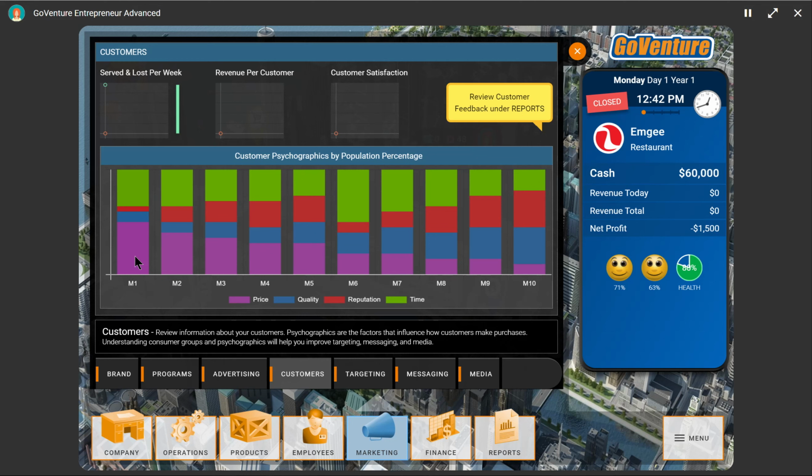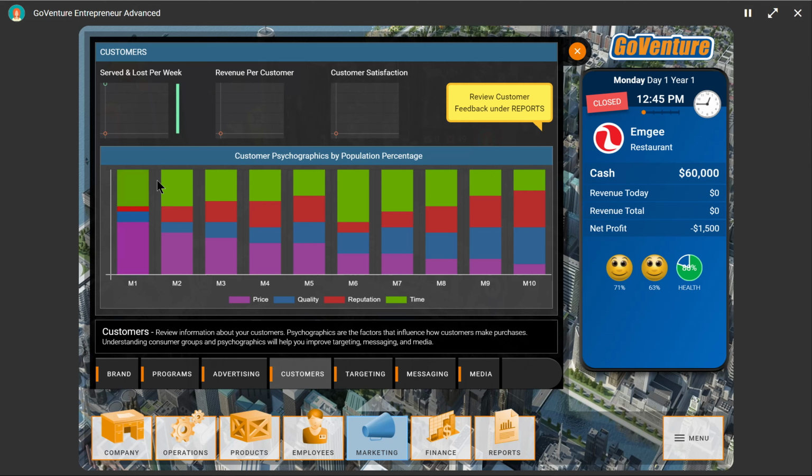So if I were to look at consumer group M1, which is about 10% of the population, because this graphic shows us customer psychographics by population percentage, which means the height of the graphic is a ratio of the population percentage of that group.